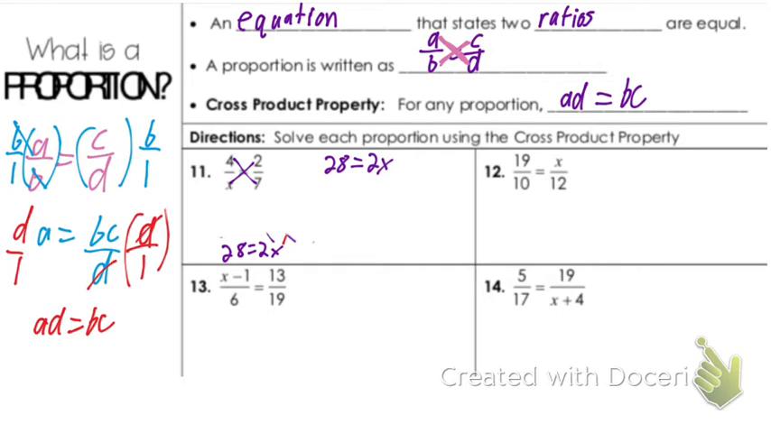So right now, on the problem we are on, 11, 28 is equal to 2x. You divide both sides by 2, and x is 14. So what we're saying is this proportion would be 4 to 14 is equal to 2 to 7. Is that true? Yeah. Now, someone might notice 4 to 2: 4 is double 2, or 2 is half of 4. So what does this number have to be to make sense with 7? 14.